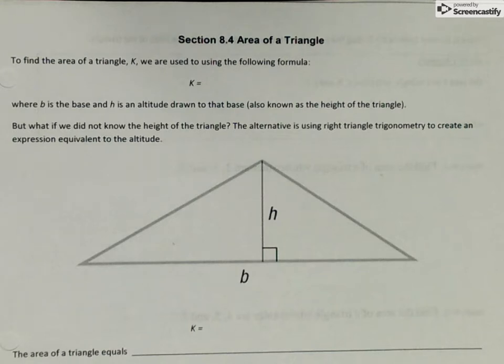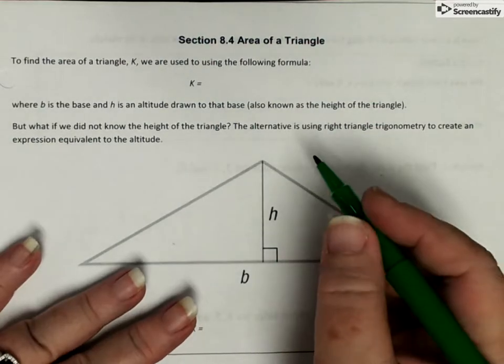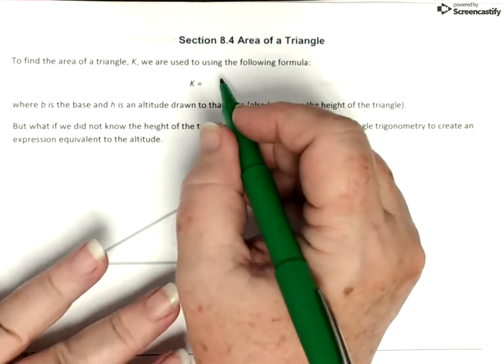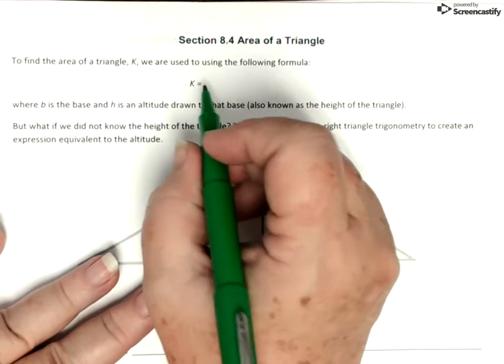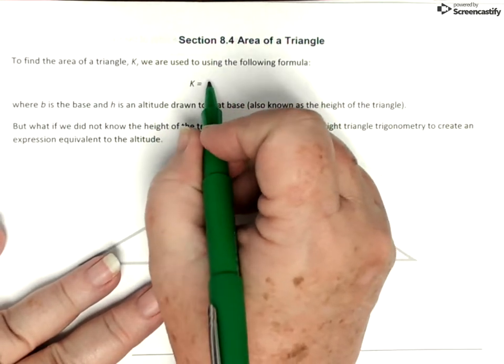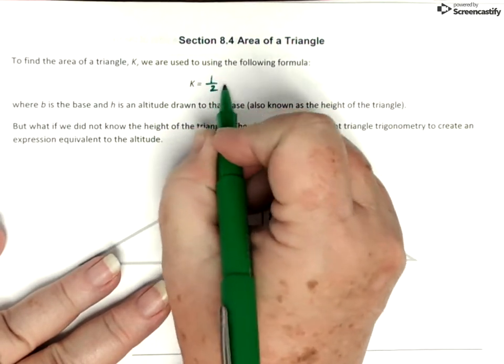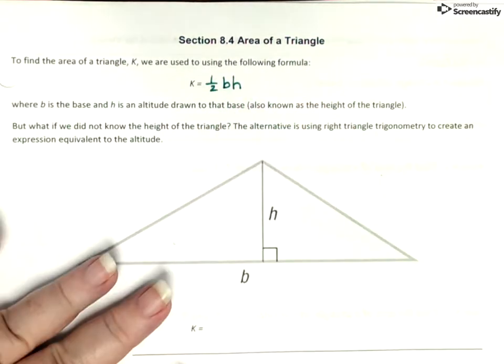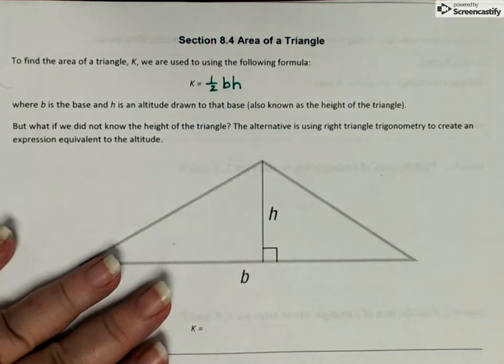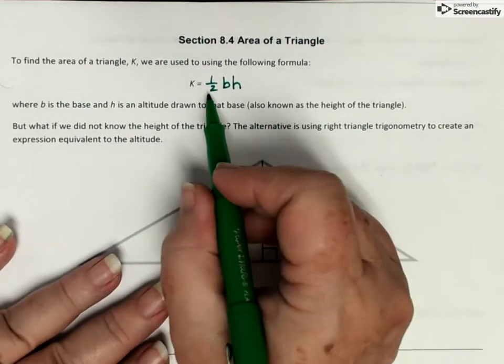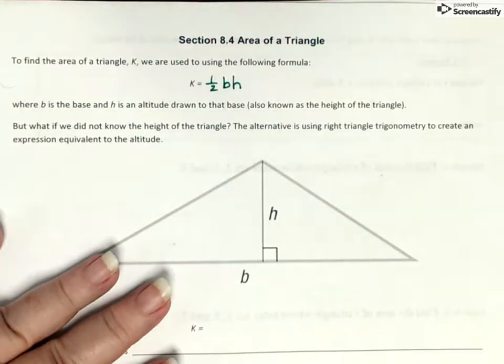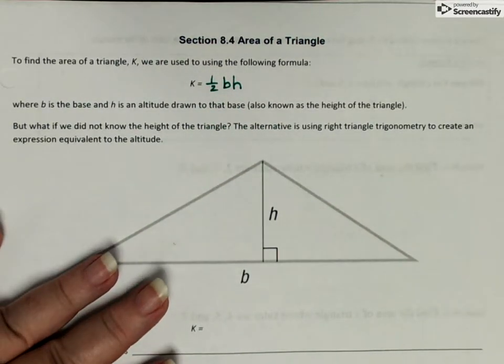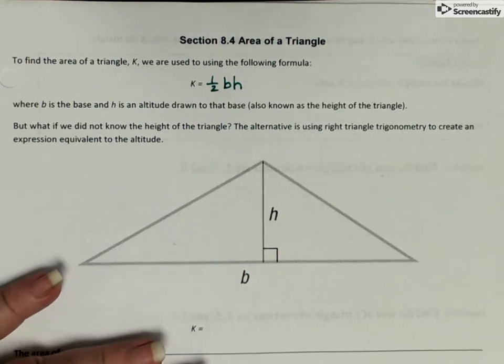So today I'm going to be working with you on section 8.4, which is the area of a triangle. If you think back to when you were in middle school or in geometry, we looked at the area of a triangle formula as 1/2 base times height. And that formula is still true. The formula for area of a triangle is 1/2 the base times the height. But the problem is sometimes we might not know what the height is.